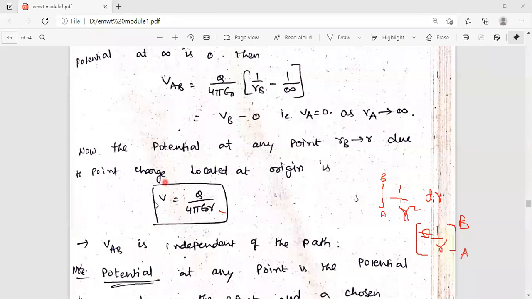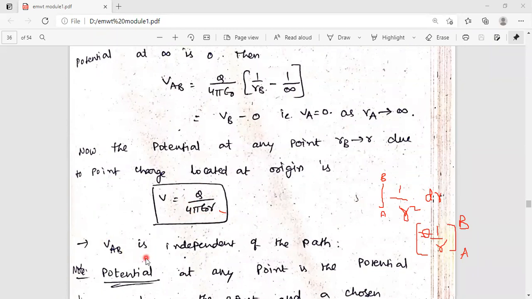Okay, what is the importance of this potential? Why are we studying this potential? That we'll see. So this is the general expression for potential at point R, which is at R units from the origin. Clear? In a coordinate system, the potential at a point which is at a distance R units is given by Q by 4 pi epsilon naught R.